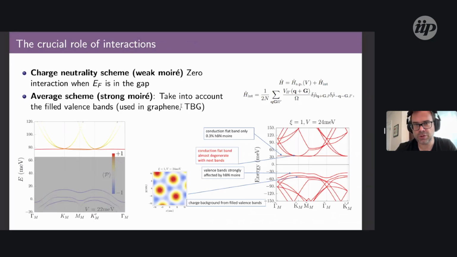So there is a non-trivial question of how we take into account the interaction, and it's actually related to the way we think about the effect of the Moire. You can define the interaction to be such that if you put your Fermi energy in the gap of the band structure, then the interaction should be zero. It's basically forgetting about the filled valence band completely. The other one is to take into account the effect of the filled valence band. And if you look at the electronic density coming from the filled valence band, you see that there's a strong imprint of the Moire. So in this average scheme, which emphasizes the role of the Moire, basically it's like a capacitor where the valence band states, which have the imprint of the Moire, will act on the conduction states, which are on the top of the graphene stack.